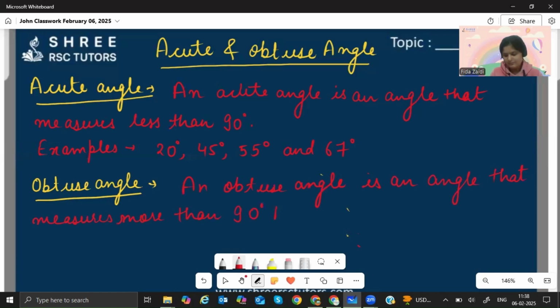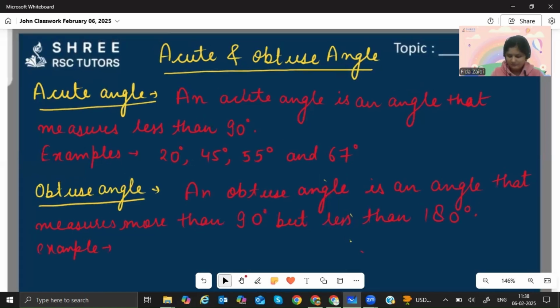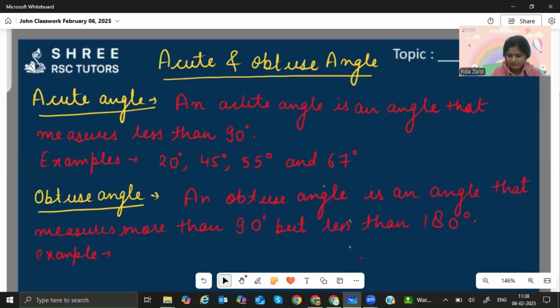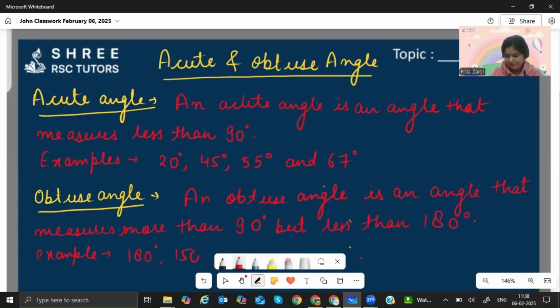But less than 180 degree. Examples like 180 degree, or 150 degree, 120 degree are the examples of obtuse angle.